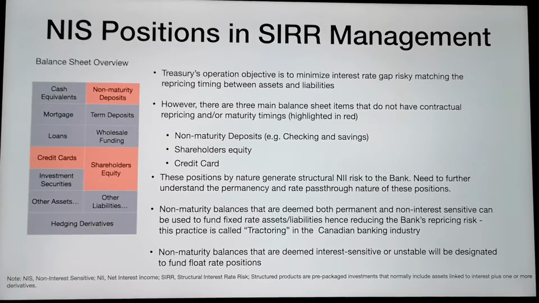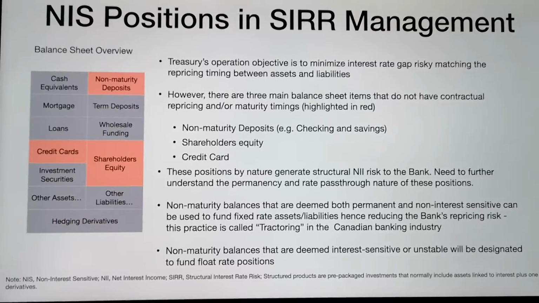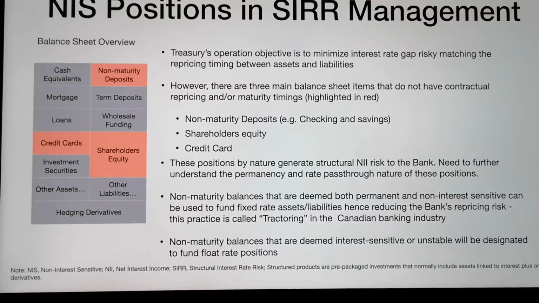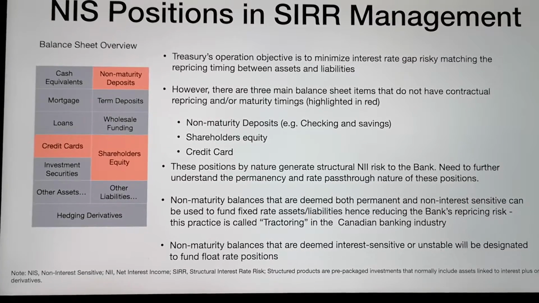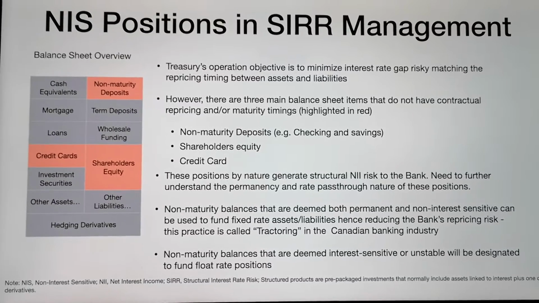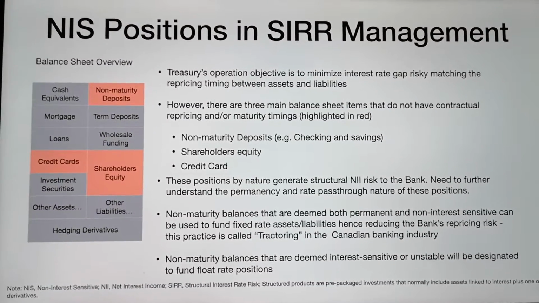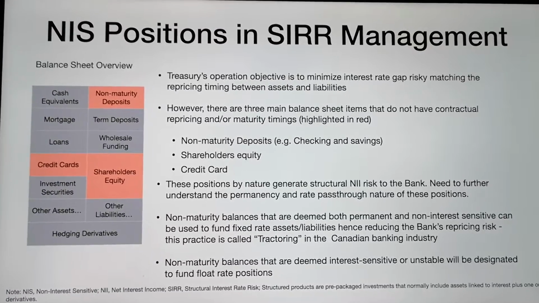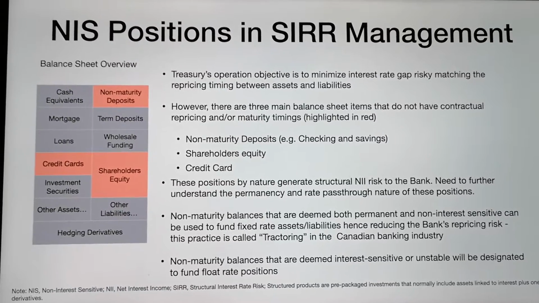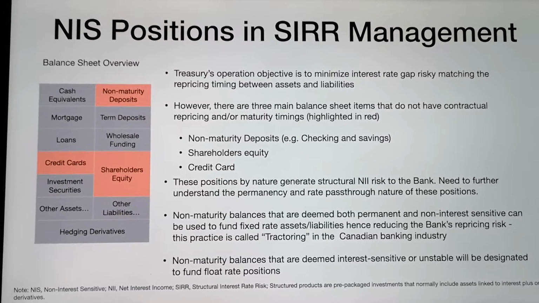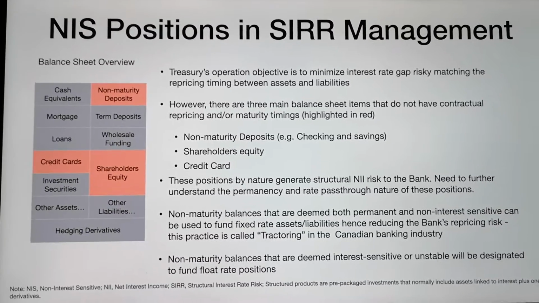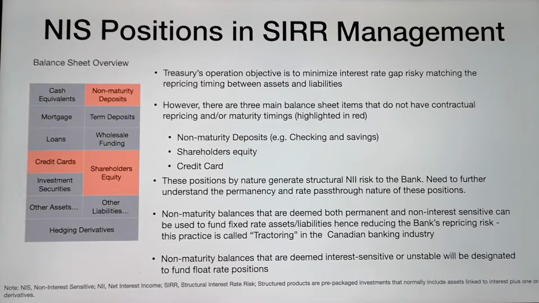For example, here is a balance sheet. Usually on the balance sheet, we have some cash, mortgages, loans, credit cards, investment securities, and some other assets. Those are the asset part. We also have the liability part, such as non-maturity deposits, term deposits, wholesale funding, and shareholders' equity and other liabilities. Underlying, we do a lot of hedging with derivatives.